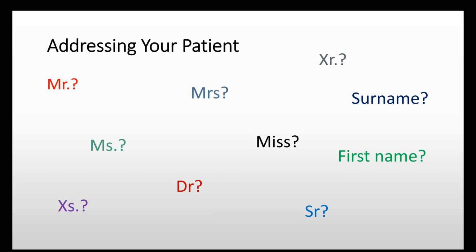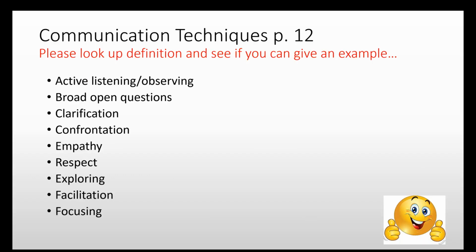My middle child is a prime example of this. Their given name is Samantha Jackson. However, they go by Simi, or by Jackson. So ask them what they want to go by. Please look up the definitions.